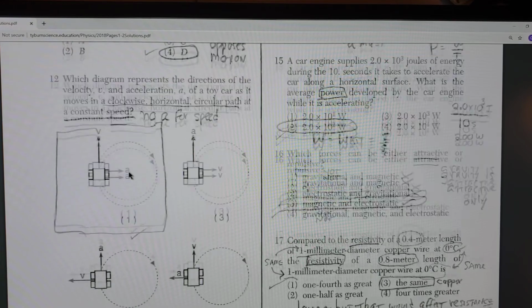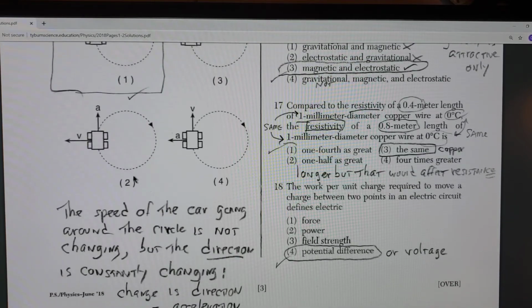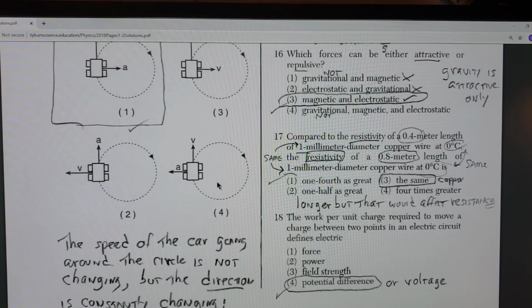Got it? What did I write on here? The speed of the car going around the circle is not changing, the speed, but the direction is constantly changing. Change in direction is acceleration. Change in speed is acceleration. Change in both is acceleration. Change in neither one is not acceleration. Okay.